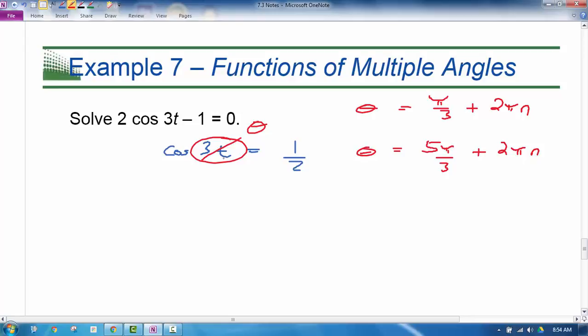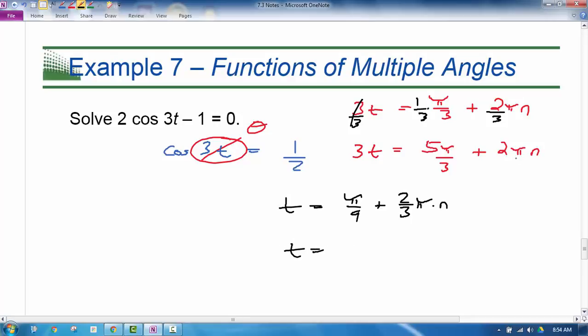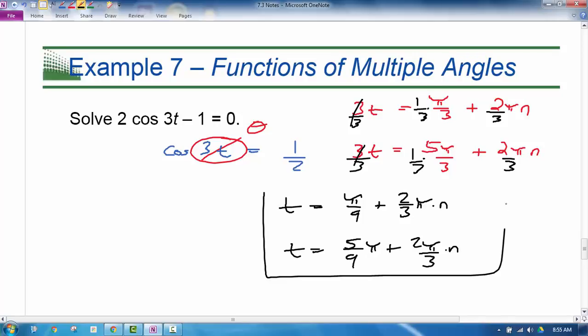Now that's theta, but we called theta 3t. So let's replace theta with 3t, and let's find out what our solutions are for t now. So divide through by 3, and what happens is you're multiplying through by 1/3. You got to do it to both items. So the first one becomes pi over 9 plus 2/3 pi n. And then the second solution, if I divide through by 3 or multiply by 1/3, I get 5/9 pi plus 2 pi over 3 n. So there's my infinite number of solutions for this trig equation.